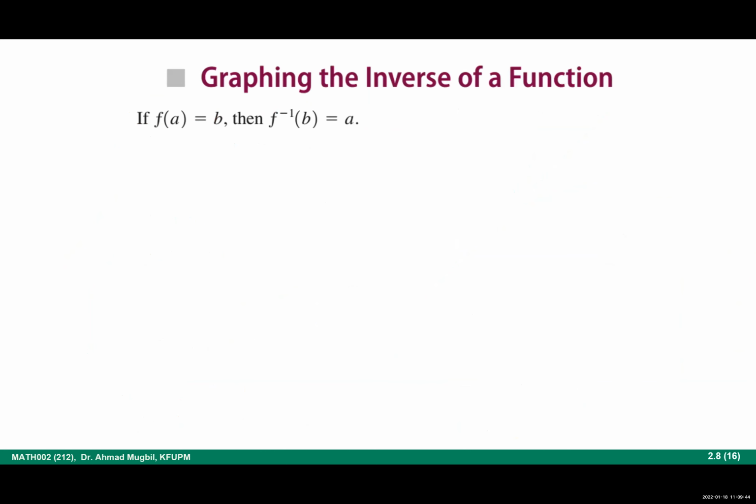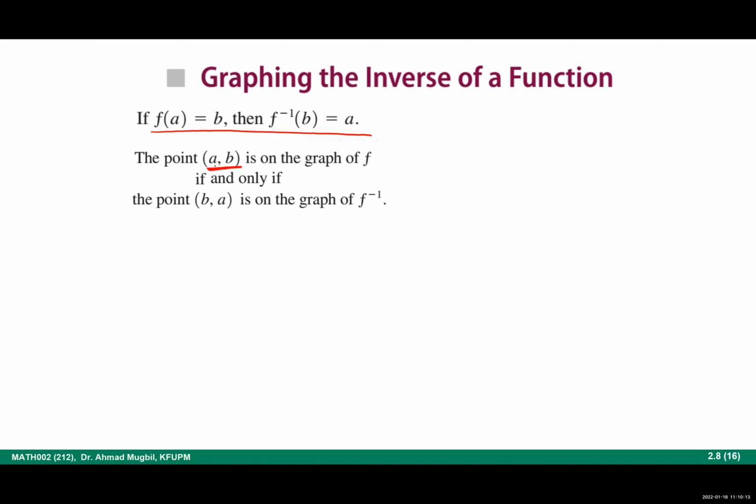Okay. Let's now go to the last part of this section. How to graph the inverse of the function, how it looks like, and how it is related to the graph of the original function. You know from the definition of the inverse, if you have f at a equals b, this is equivalent to f inverse at b equals a. This means indeed if the point (a, b) is on the graph of the function, what will it be in the graph of the inverse? It will be (b, a). x will be y and y will be x.